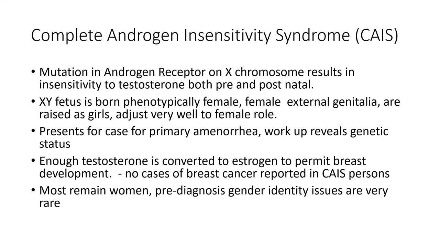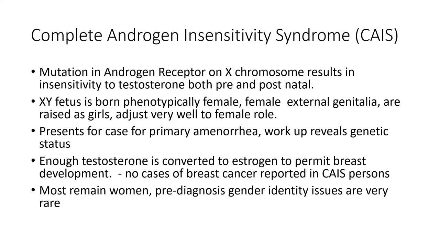They generally present at puberty because they do develop breasts. There's enough testosterone converted to estrogen to create breasts. But they come in for the workup for primary amenorrhea, and it becomes very obvious on the gynecological exam that they don't have any uterus or ovaries, and then genetic testing confirms it.